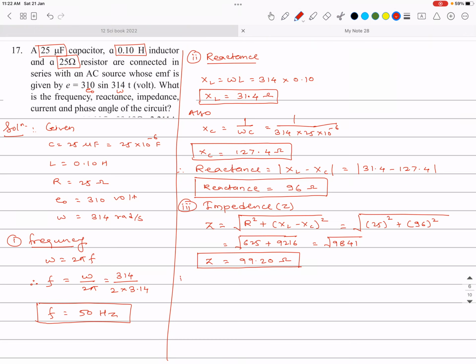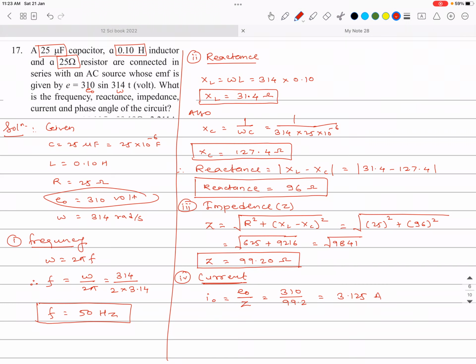Now current, so fourth part is current. So we have to find out RMS current. So first we find out peak value of the current because they given the peak value of EMF here. So peak value of the current I0 is E0 by resistance offered by the LCR circuit, so Z. So E0 is 310 and Z is 99.2. So after solving this, it is coming 3.125 ampere. So this is the peak value of the current.